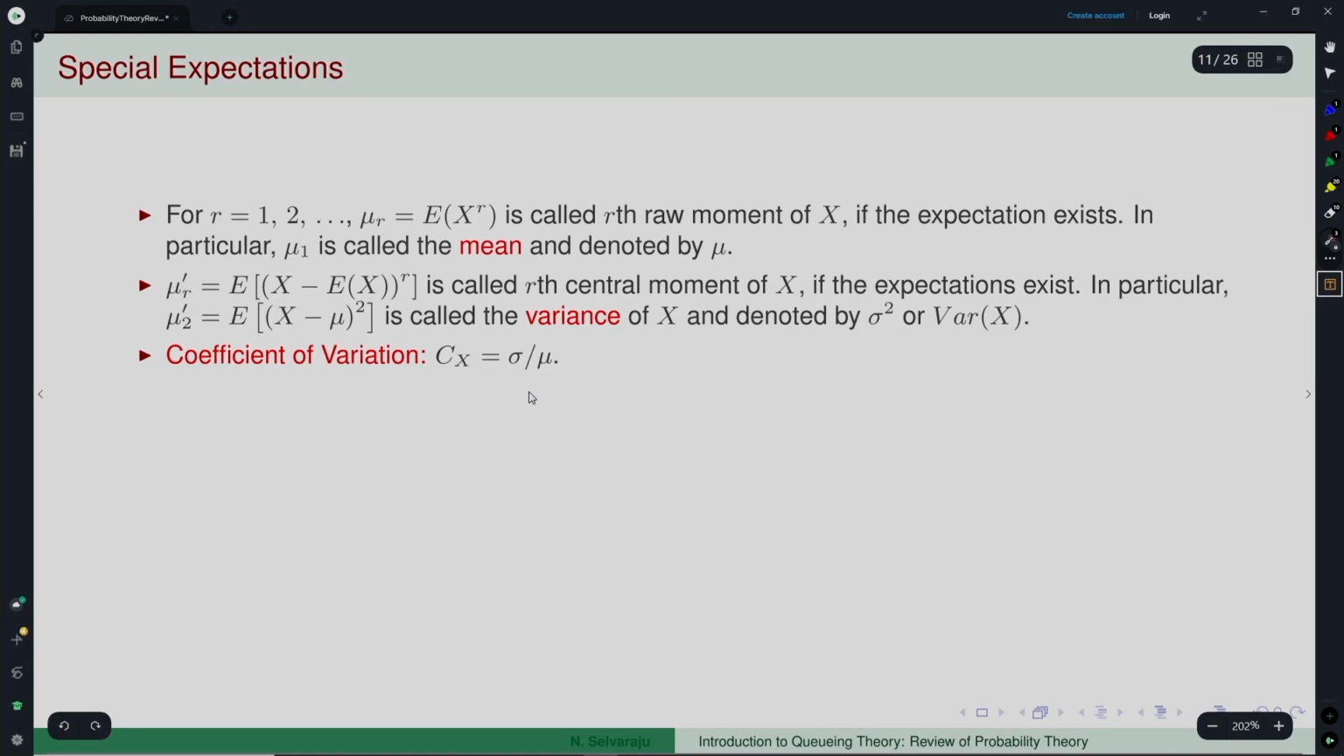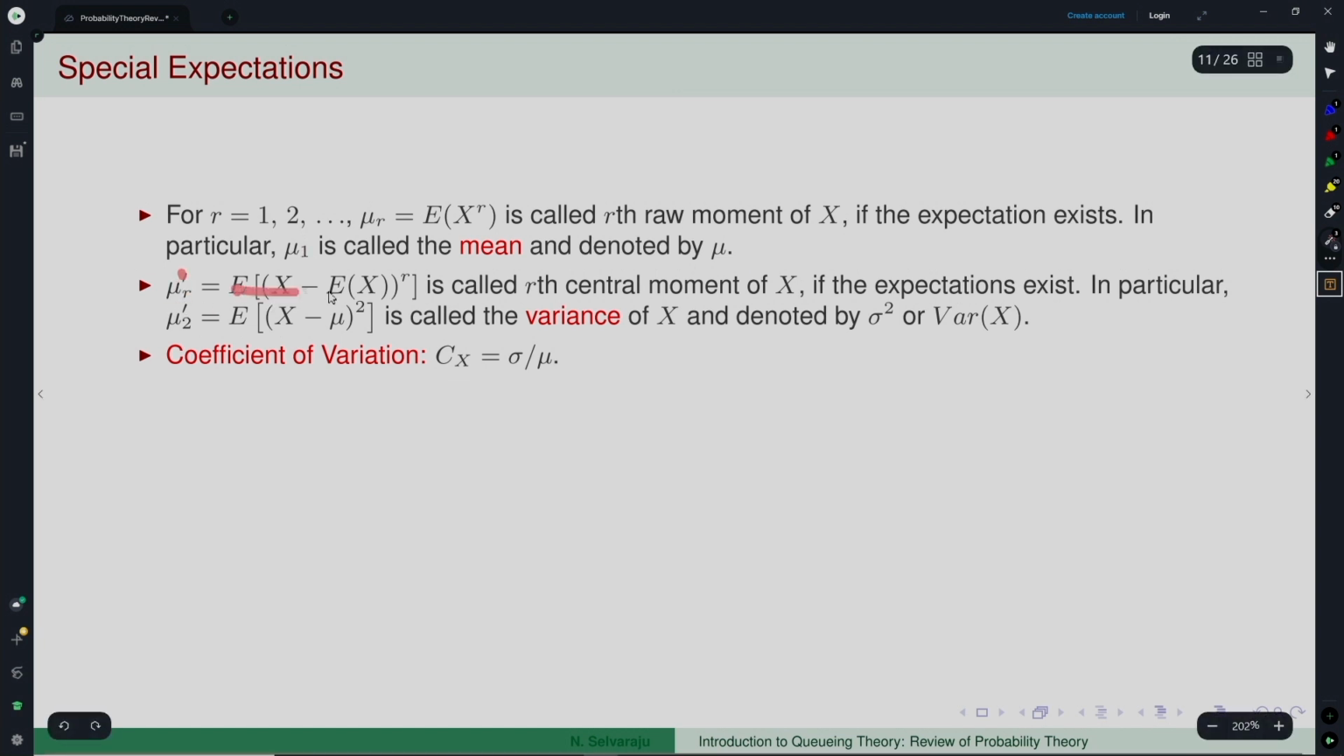So, what does it mean for us? All those properties are fine, but what is its significance? What it means for us is what is more important. Now, there are certain special expectations, like expectation of X to the power r. If you take the g function to be X to the power r, then this is called the raw moment of X, and the first one, mu 1, is what we call the mean mu. Most often we will simply denote it by mu rather than mu 1.